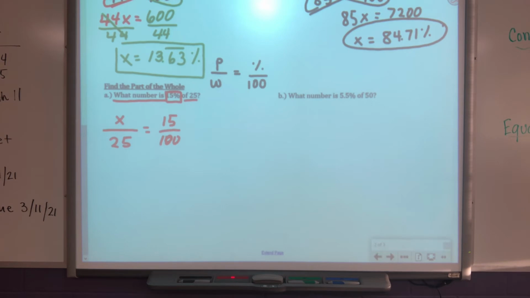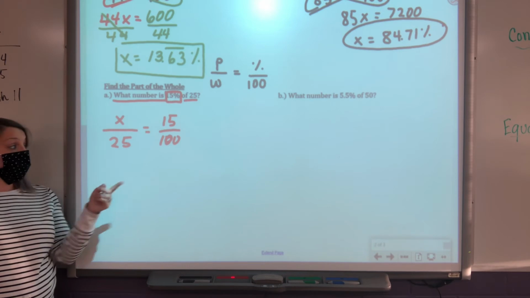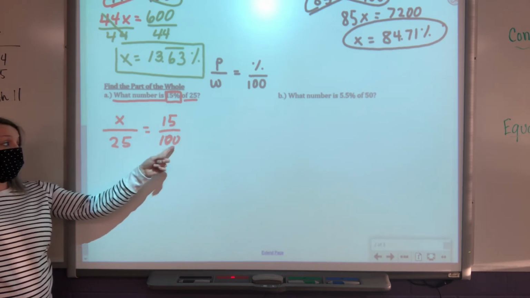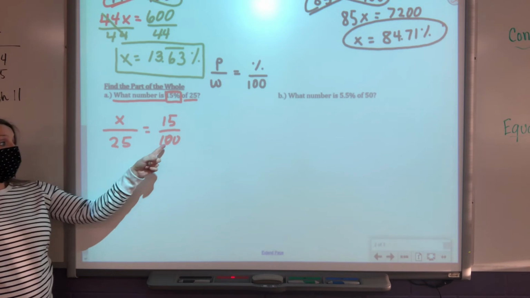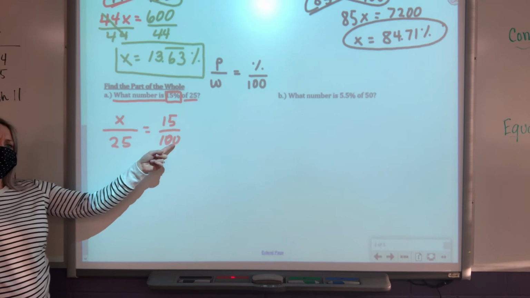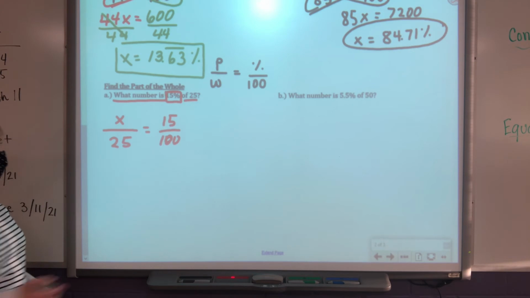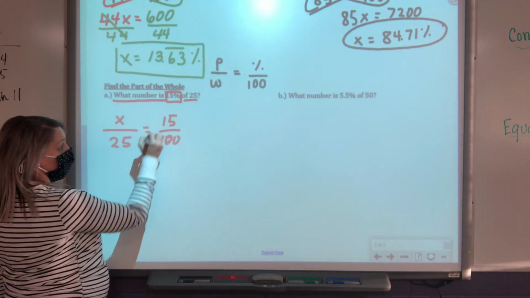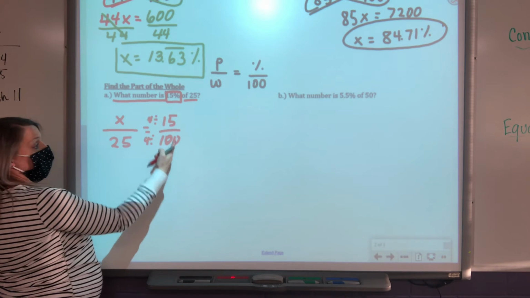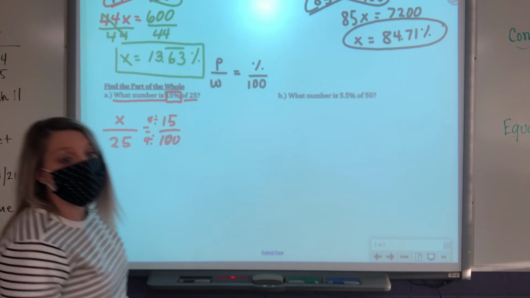Now here's a question for you. What do you see? What's different? Okay, can I get from 25 to 100? Yes. Can I get from 100 to 25 easily? So 100, how do I get to 25? Divide by 4. So if I divide 100 by 4, what else can I divide by 4? 15. So I can actually go this way. But I've got to go 100 divided by 4, so 15 divided by 4.